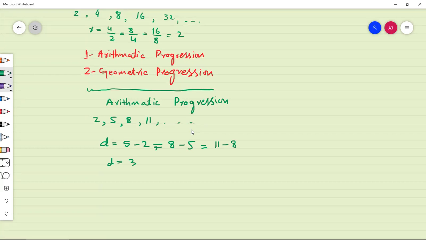If someone asks, sir, how can we know whether it is arithmetic or geometric? Just first you have to find the common difference. If the common difference is the same between terms, then you can name it arithmetic progression.